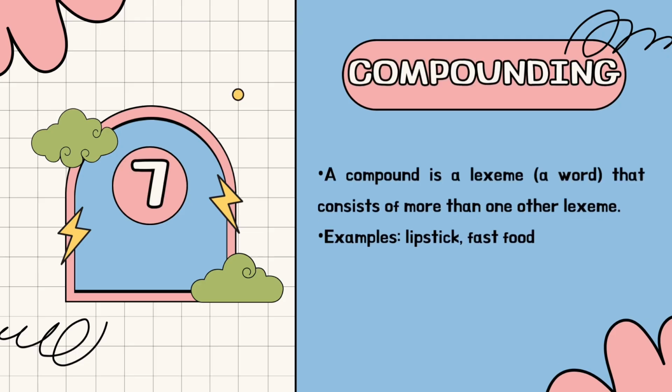7. Compounding. A compound is a lexeme or a word that consists of more than one other lexeme. For example, the word lipstick consists of lip and stick. And then we also have fast food. That is the example of compounding. Now discuss with your friend and find the other example of compounding.